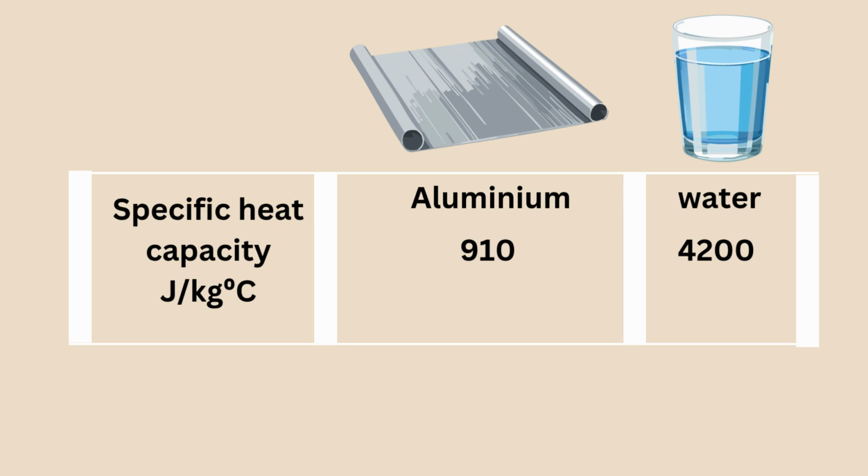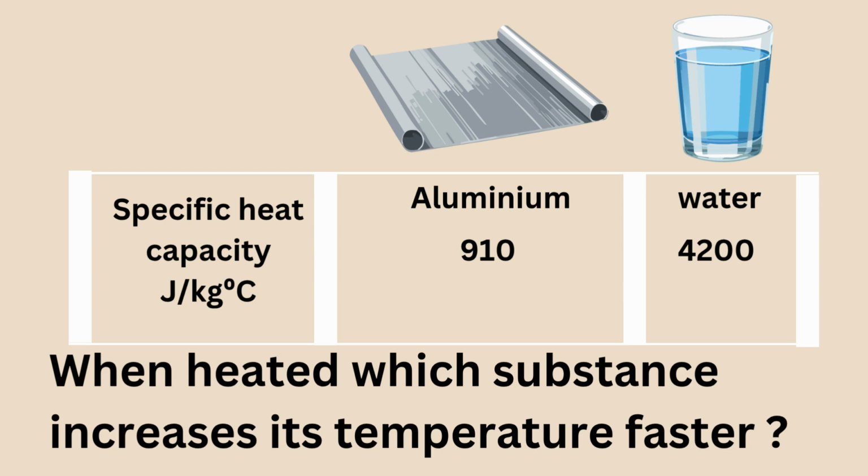Aluminium has a specific heat capacity of 910 joules per kilogram degree C, whilst water has a specific heat capacity of 4,200 joules per kilogram degree C. Which of these substances will increase its temperature faster when we heat them? On the next slide you will find the answer, so pause the video here and think about it before you move on to the next slide.